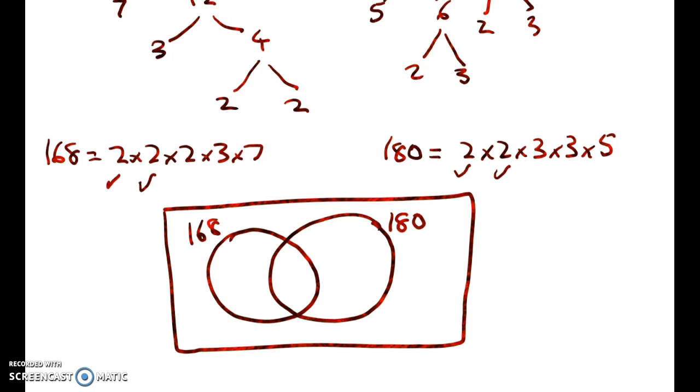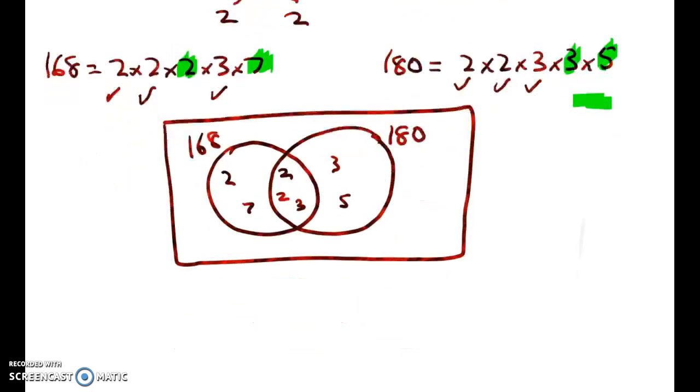Okay, so we've got 2 and the 2, and then we've got a 3 and a 3. So just check, is the 2 sitting over here? No, it's not. Is the 7? No, it's not. So neither are those. So we plonk them on the diagram. In the intersection we'll have 2, 2 and 3. And in the 168 circle we'll have 2 and 7. Over in the 180 we'll have 3 and 5.